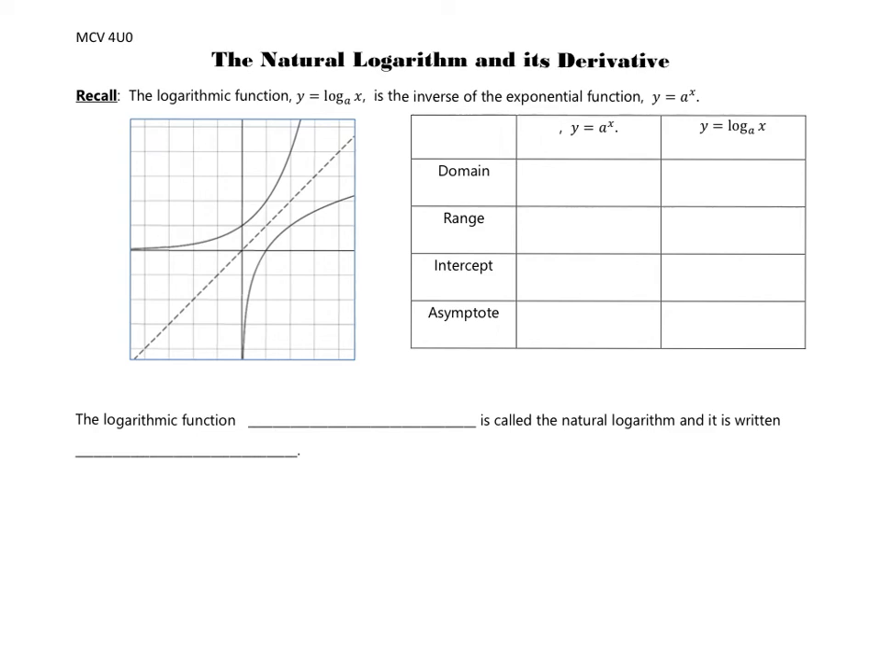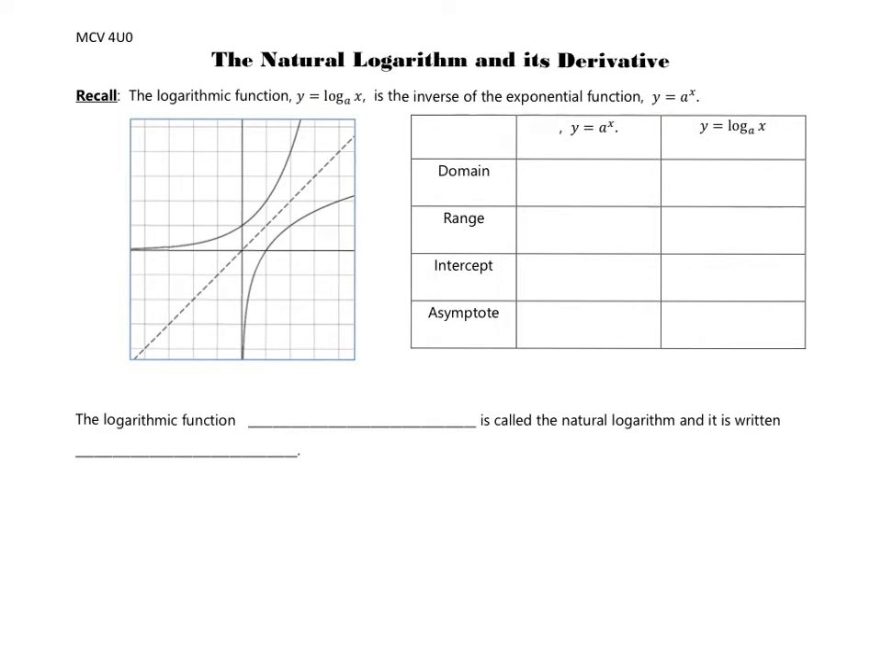Today we are going to look at the natural logarithm and its derivative. Before we do that, I just want to remind you about the logarithmic function you learned in advanced functions and how it is the inverse function to a general exponential function. So let's just review some of those properties.